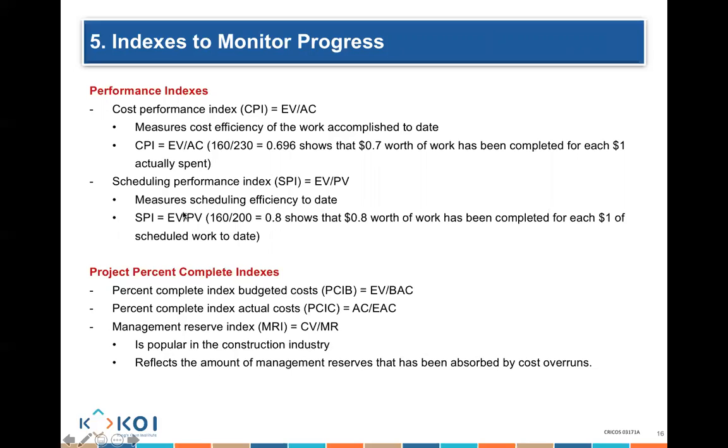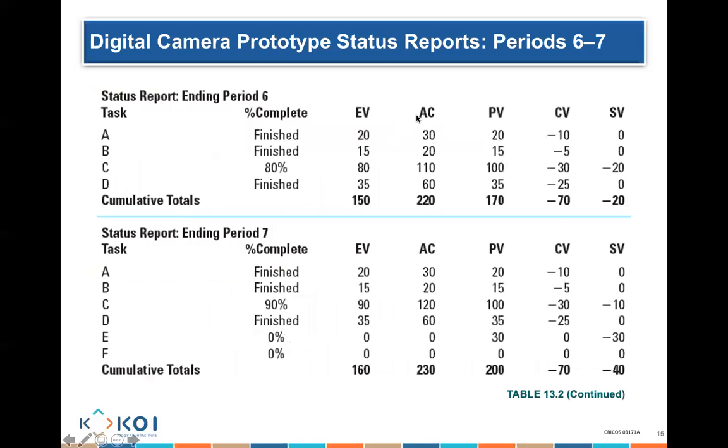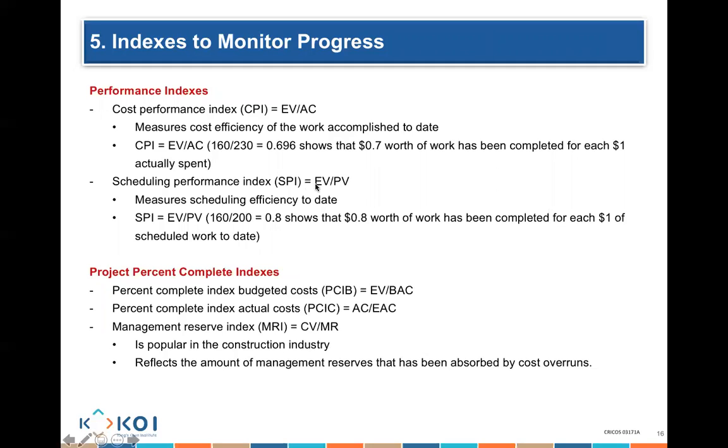Schedule variance is earned value divided by planned value. So not earned value minus plan, it's earned value divided by plan. That's another formula. So earned value divided by plan is SPI. In this example, let's say 0.8. That means $0.8 worth of work has been completed for each $1 of the work I was scheduled to really complete.